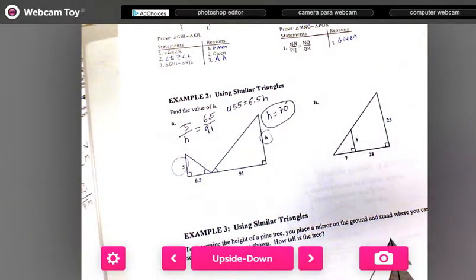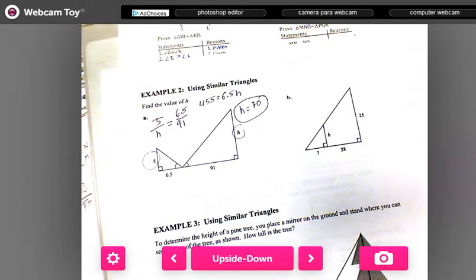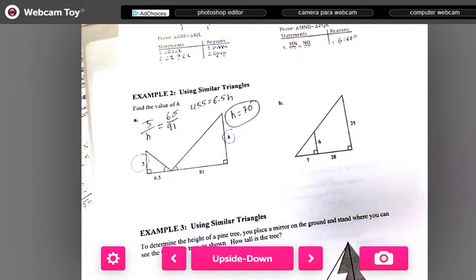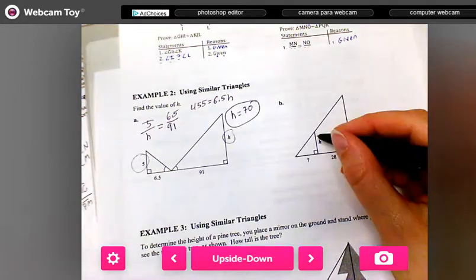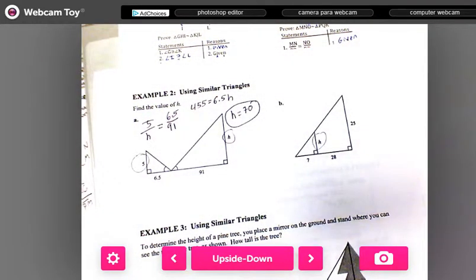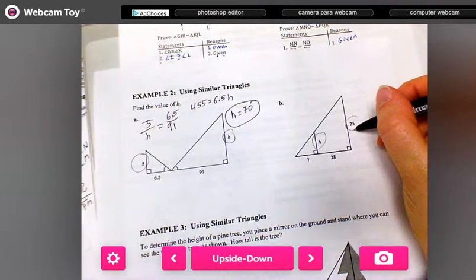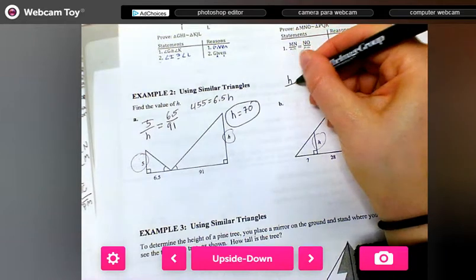Okay, let's look at B. All right, what are we going to do here? So what does H go with? Does it go with 7, 28, or 25? You want to do 25? So we're going to go H over 25.